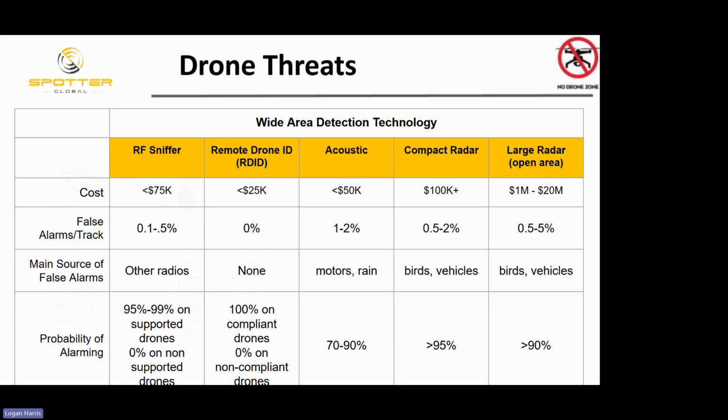Again, the drawback is that if it's not one of these commercial off-the-shelf drones, then it's not going to pick it up. Then you get over to the radar side. You've got compact radar, and then you have these large radars, which are on a bigger scale in terms of price. Also, you have higher levels of false alarms. So that's where you really need to start coupling that with video analytics.